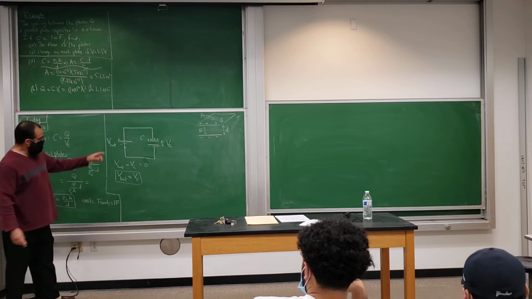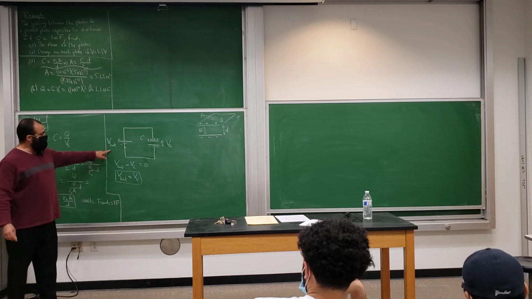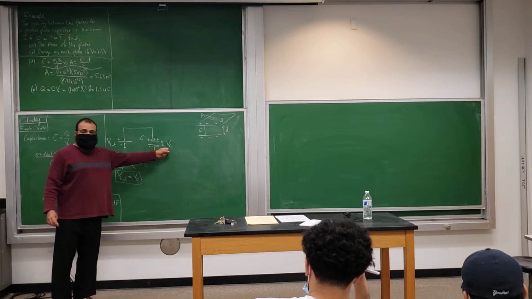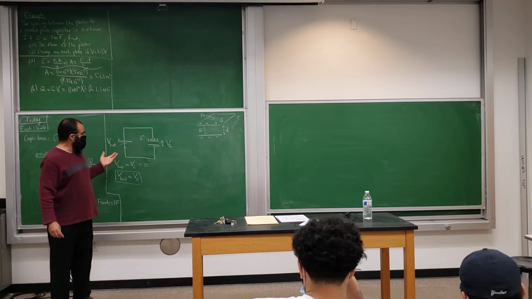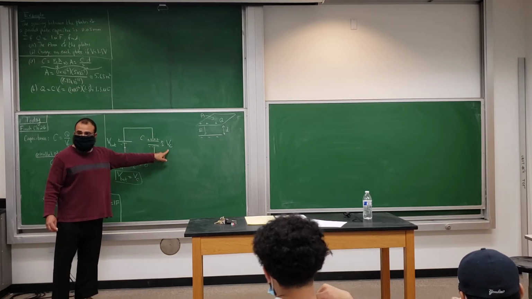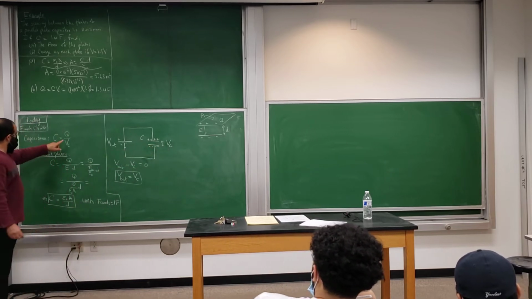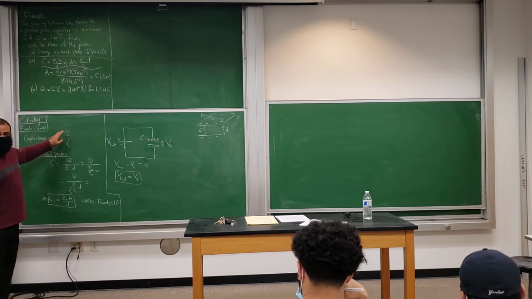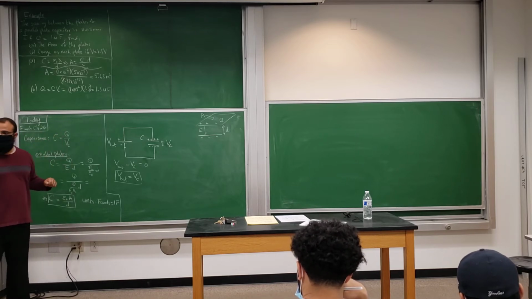Now, if you only have one capacitor and a battery, end of story: the voltage on the capacitor will just be equal to the voltage of the battery. The charge on it will be C times V, because C is Q over V, so you multiply C by V and you get Q. And that's the end of the story.